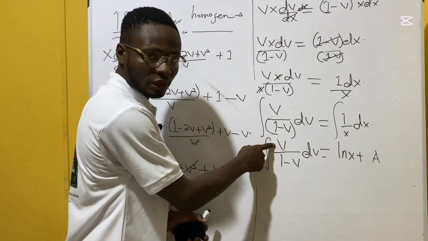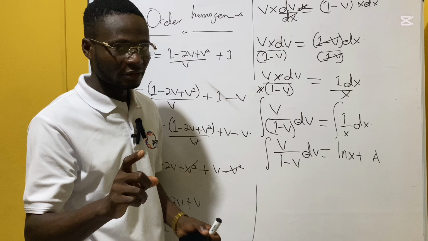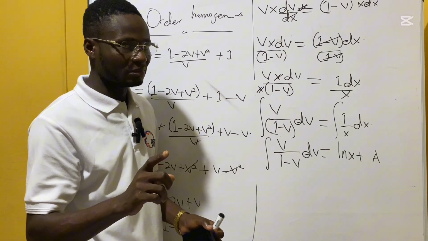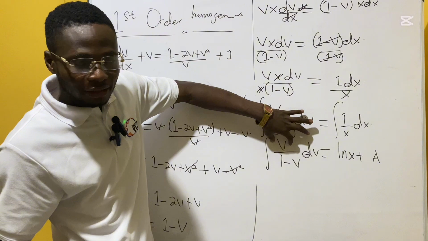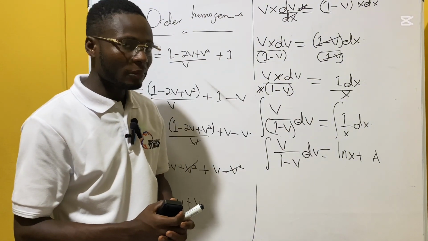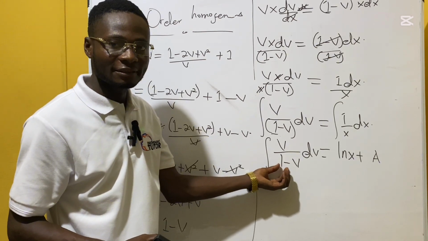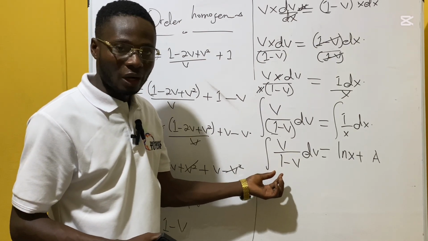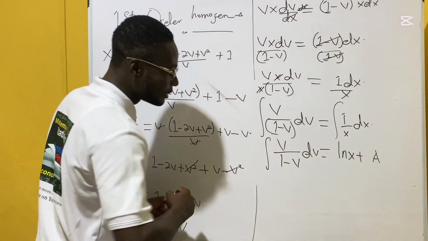Okay, so this here, we have to do some algebraic manipulations because the v is not a constant that we say we are going to use partial fraction or apply ln in here. This is not a constant. So we have to do some algebraic manipulations over here to be able to integrate this v over 1 minus v.